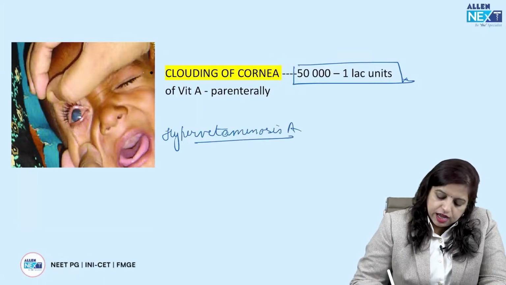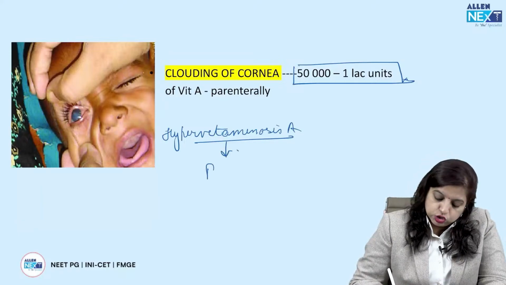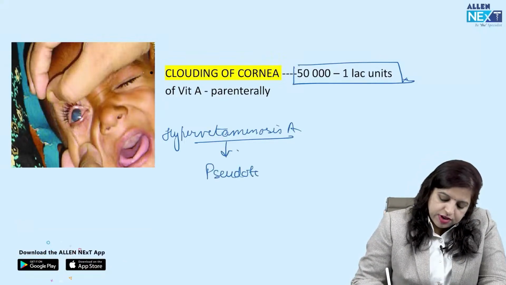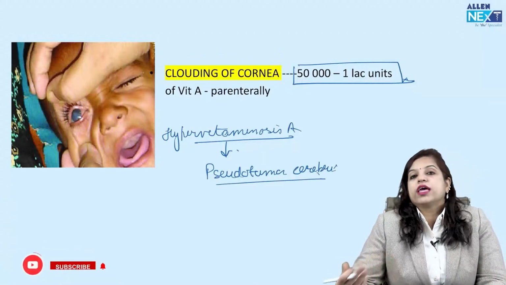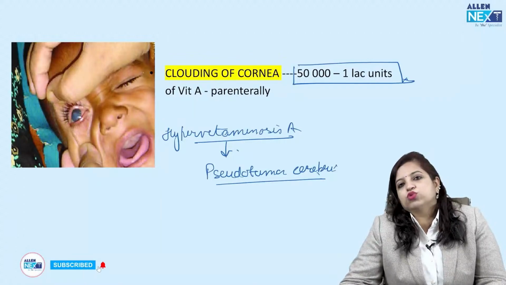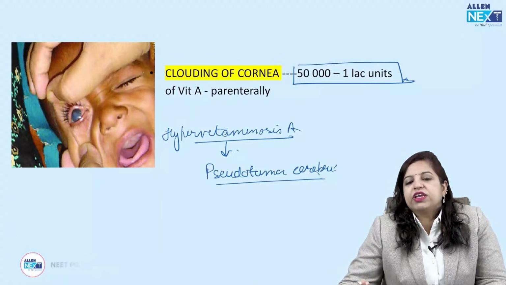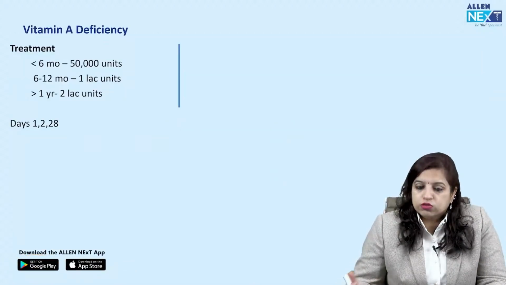And one more important thing is that if you give an overdosage of vitamin A, hypervitaminosis A results in pseudotumor cerebri, where the child will exhibit signs of raised ICP without there being an organic lesion. So that is pseudotumor cerebri for you. You should remember this is a very important side effect of vitamin A overdosage, right?